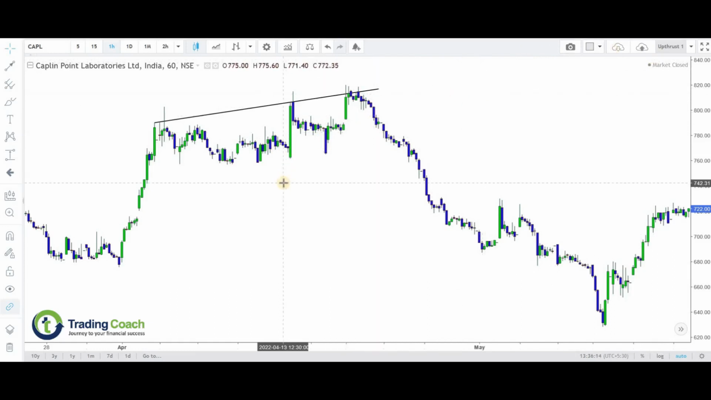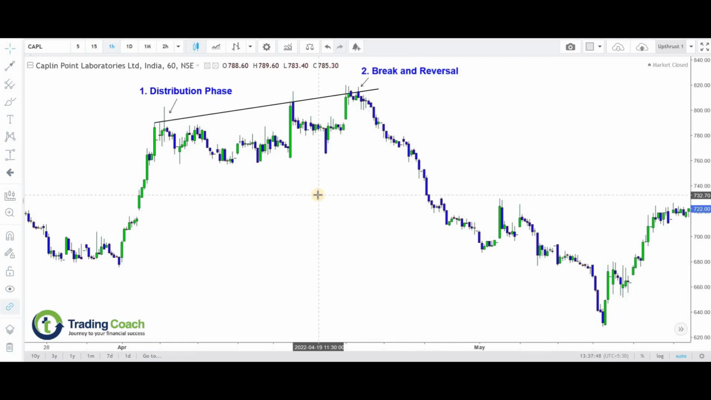If you look at this setup, first we have a nice distribution phase, or range. Then we had a wonderful resistance, and you can see that the prices broke the resistance, and right after the breakout the prices quickly reverted back. It's a nice and wonderful setup. Let me do a couple of highlights for you to understand.